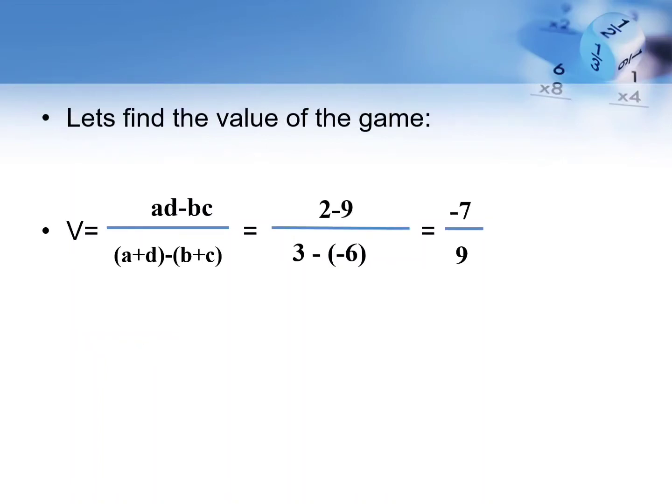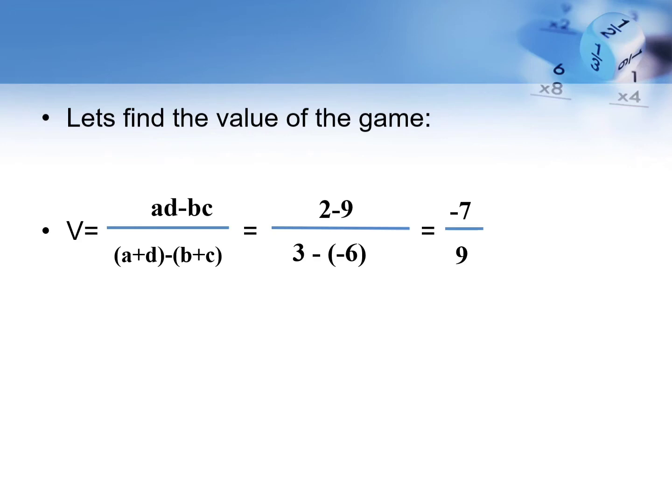Finally, we have to find the value of the game. For finding the value of the game, we are going to use the formula, that is v is equal to (ad minus bc) by (a plus d minus b minus c).